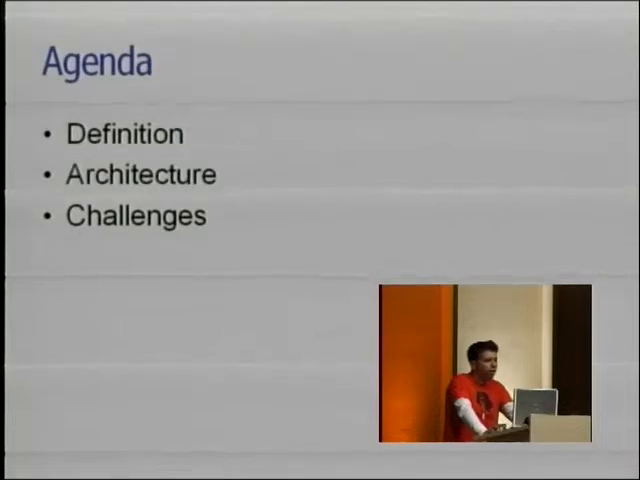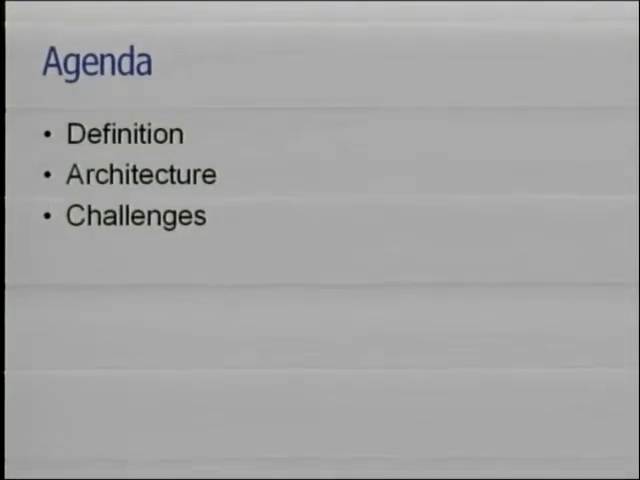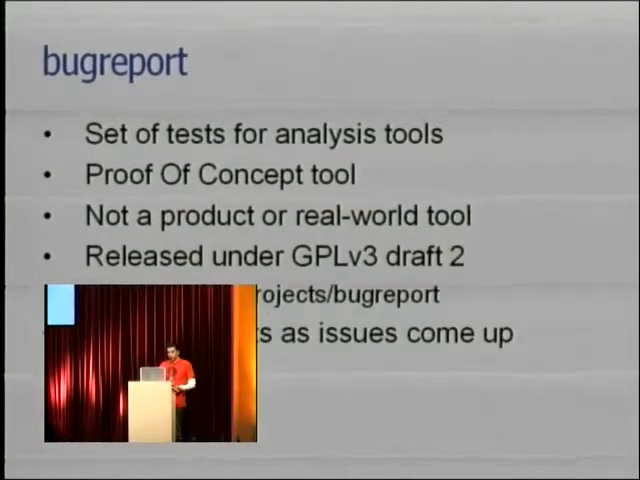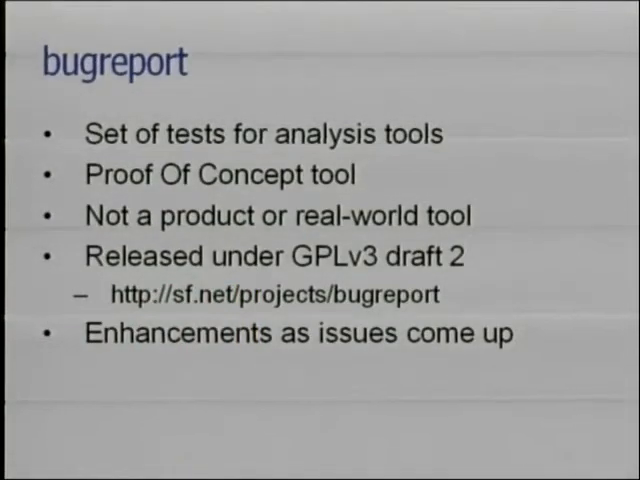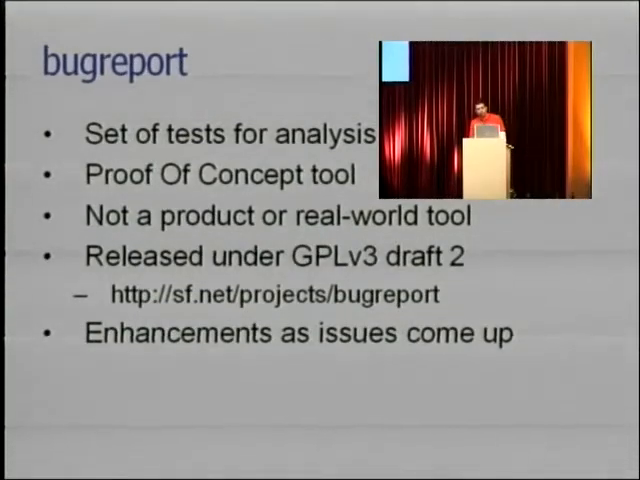So I'm going to talk a little bit about some of our definitions, what the architecture is, and some of the challenges and the problems that come about doing this type of work. So the project is called bugreport. It's on SourceForge right now. It's by no means a product or a real-world tool yet. It's just proof of concept code. We keep on working on enhancements as issues come up.